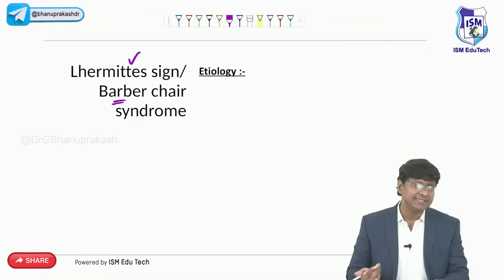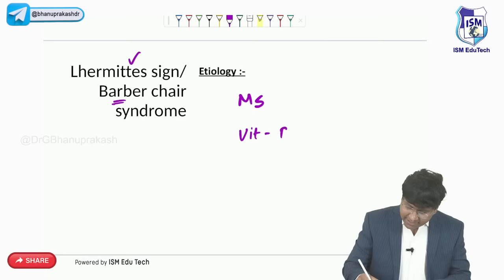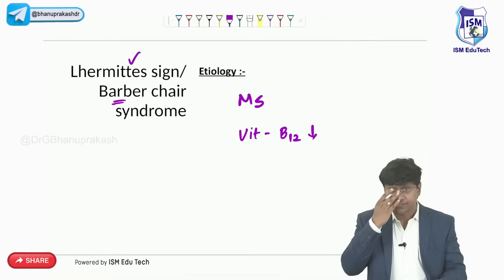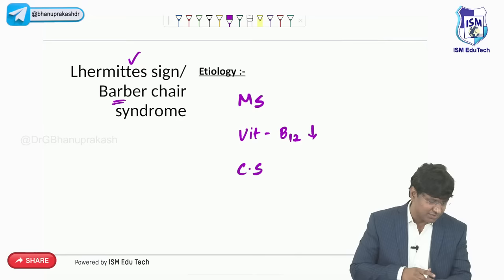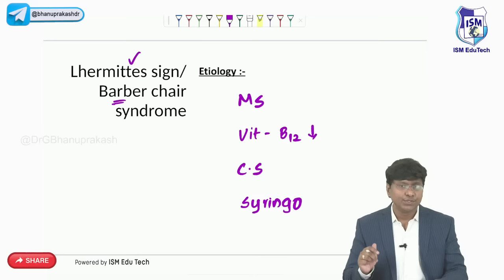And what are the conditions where you can have this Lhermitte sign? That is in multiple sclerosis, in subacute combined degeneration of the spinal cord, that is vitamin B12 deficiency, and also in cervical spondylosis. You also see it in patients with syringomyelia, where you have a dissociative sensory loss. So even in syringomyelia, you can have this Lhermitte sign.